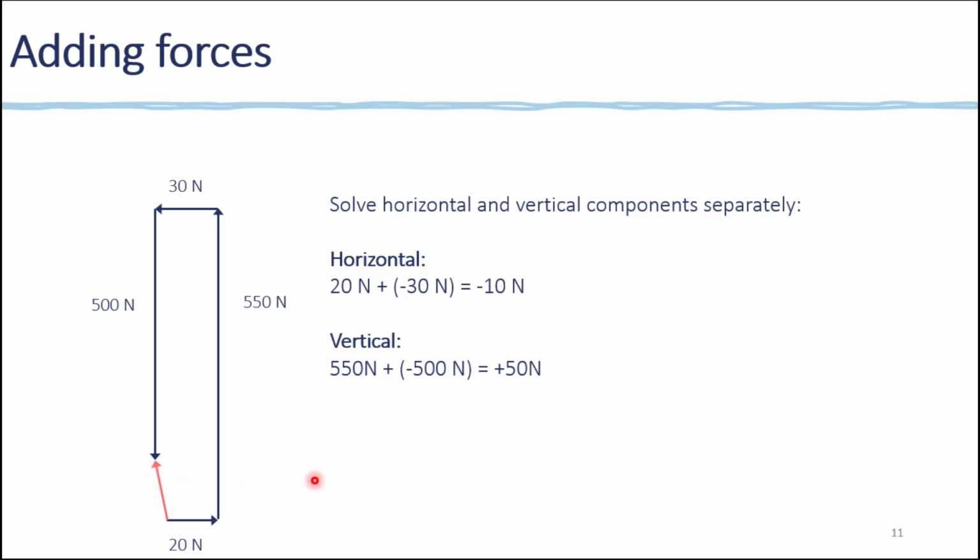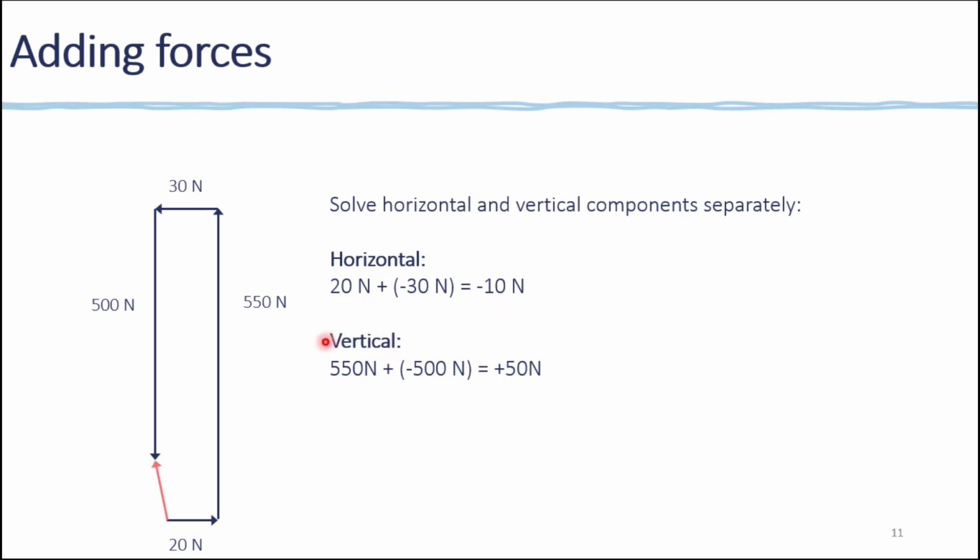So to solve the resultant force, we need to break the forces down into their horizontal and vertical components. Horizontally, we have a force of 20 newtons to the right and 30 newtons to the left. So that gives us a resultant horizontal force of negative 10 newtons.